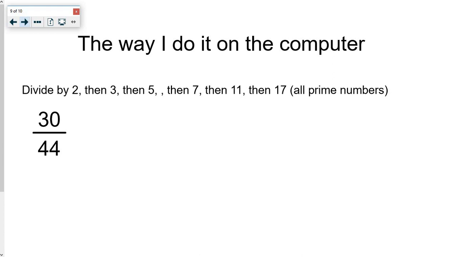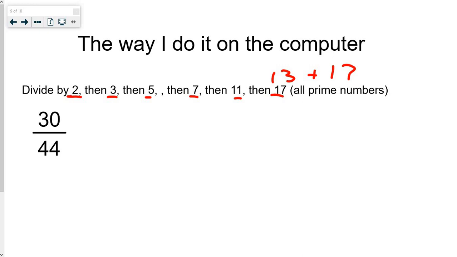The way I do it on computers, and if you're comfortable with that other way, go ahead. But if you would like to do it the way I do it, you divide by 2, and then 3, and then 5, 7, 11, 13, and then 17. I use these numbers because they're all prime.